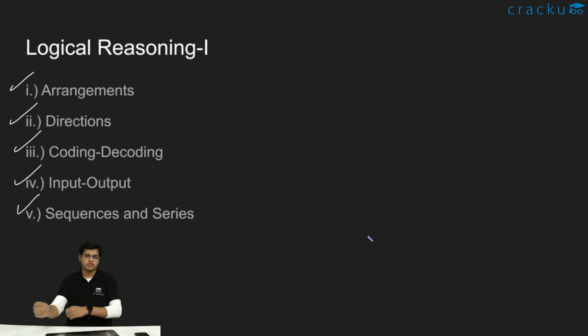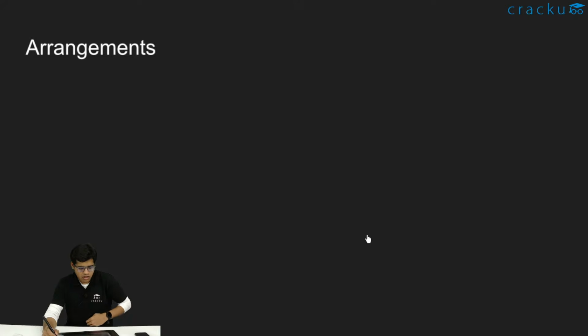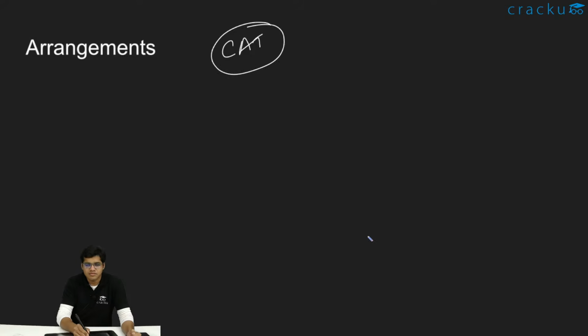Chalo, let's start with arrangements, right? The first topic which we will learn today is arrangements. Arrangement is a topic which we have learned in CAT also, I mean, it is a very well known topic. I hope you guys have an idea, and if you don't, it's not an issue. If this is your first class related to MBA entrance prep, then also it's fine.